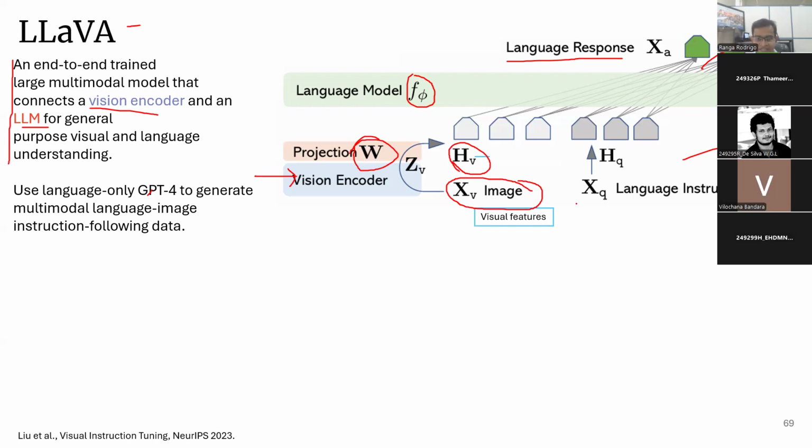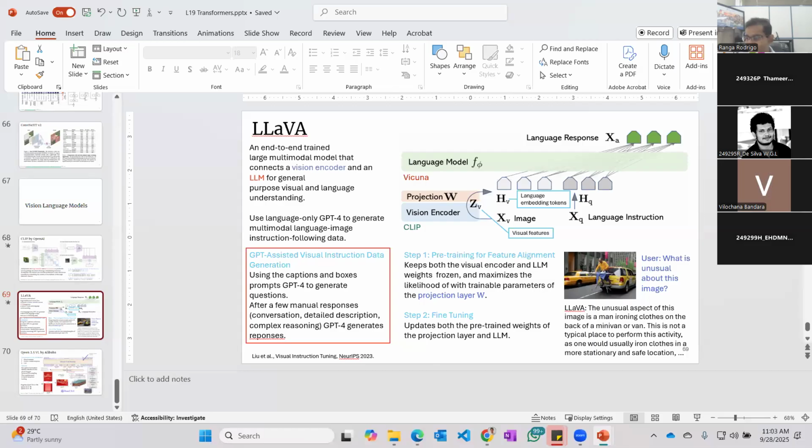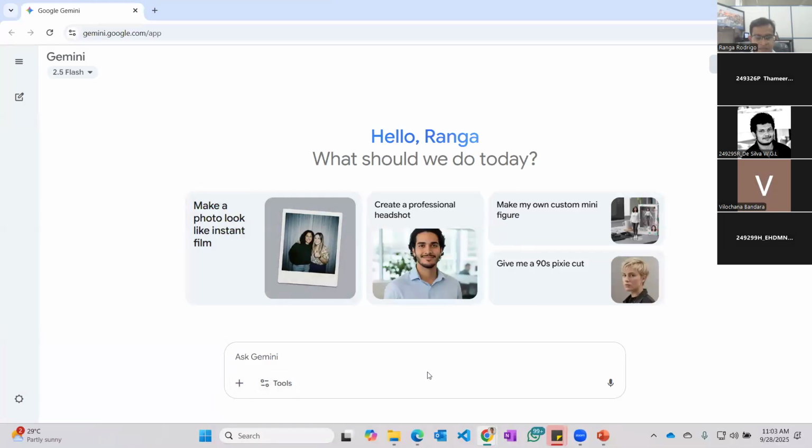Similarly, you have the language instruction also, the instruction that you give: what is this image? Describe this image, or something like that. I think we can do that using ChatGPT, for example. Let's do that so that you understand practically what this means. This is not the LLaVA model, but that's okay. We can use Gemini, for example. So we download an image.